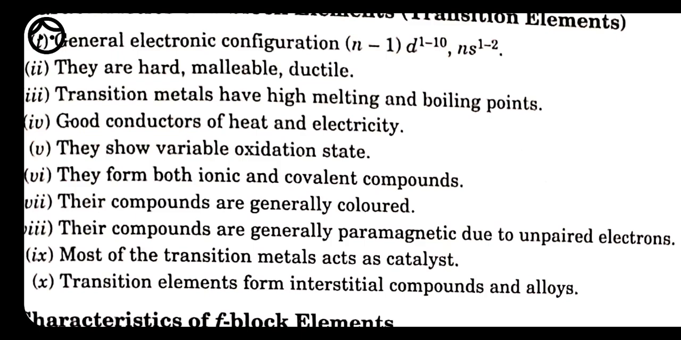Next, most of the transition metals act as catalysts because of their bigger size or variable oxidation state. Like iron we are using as a catalyst, copper, nickel, these all are taken as catalysts. So this is a very important property.